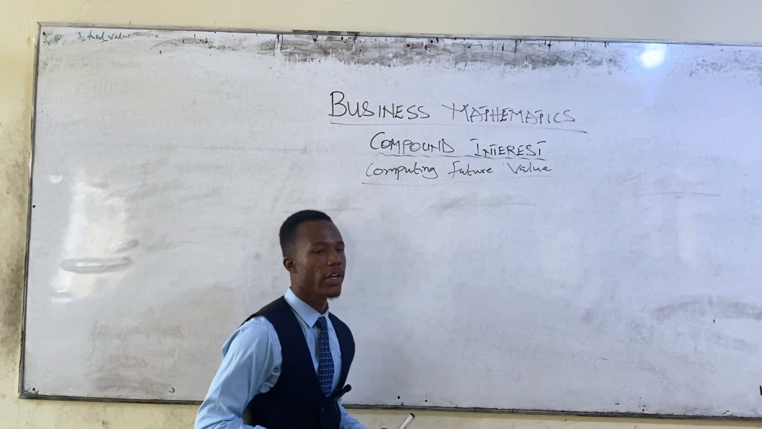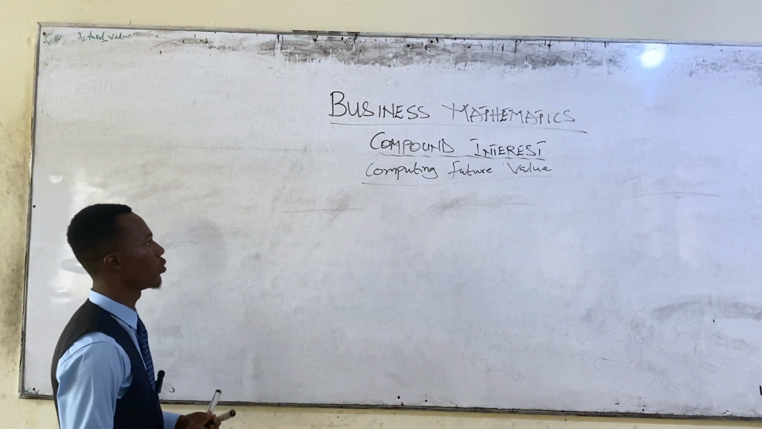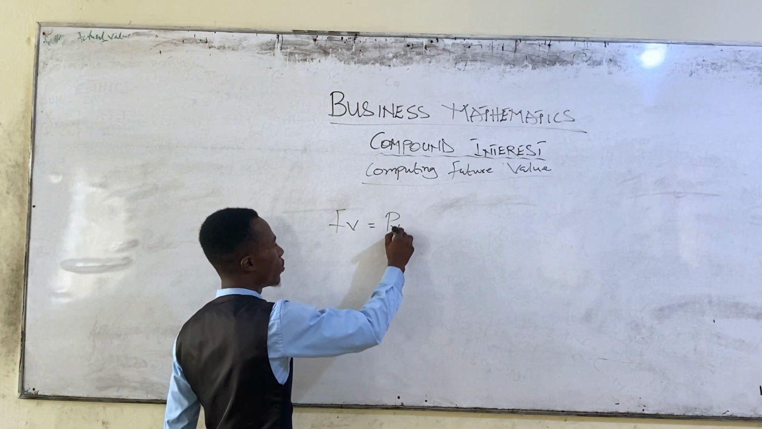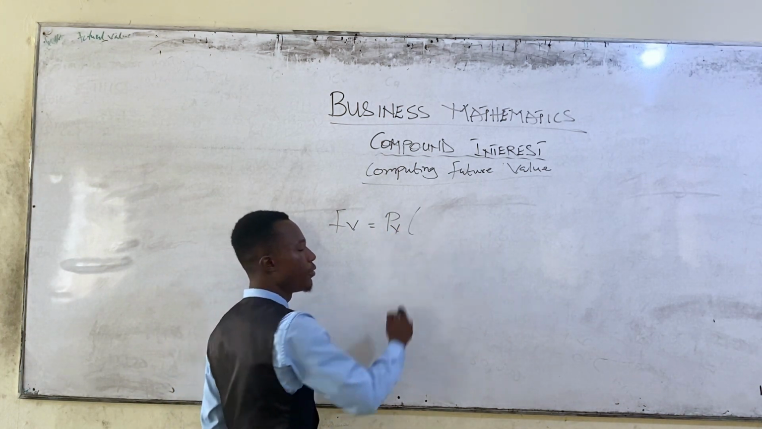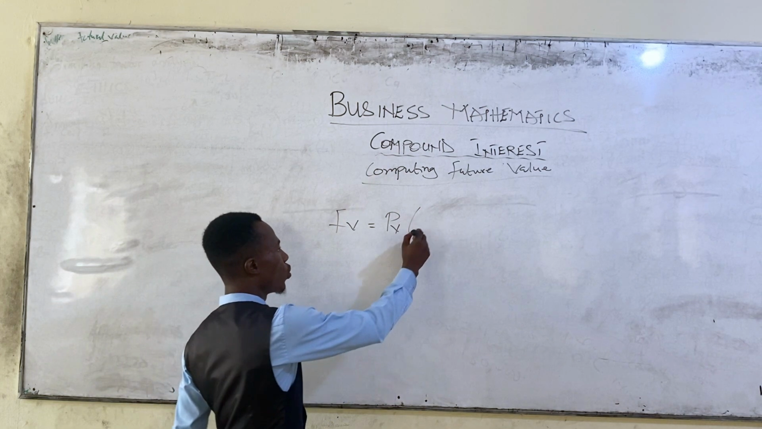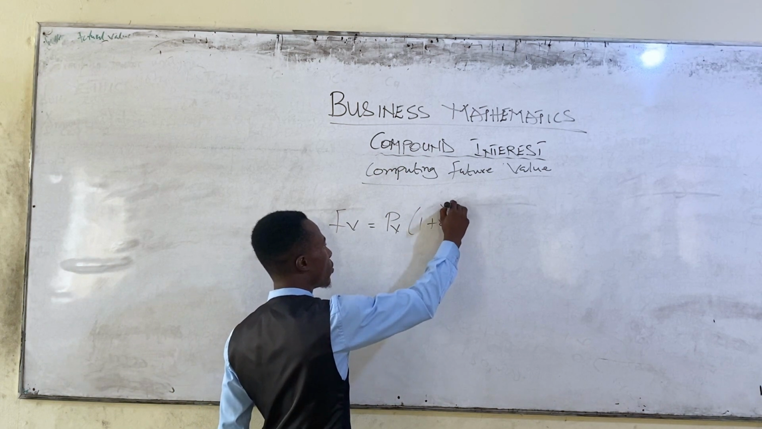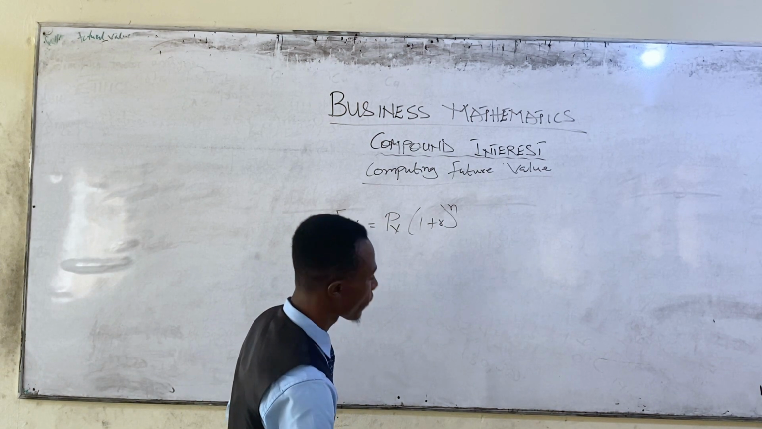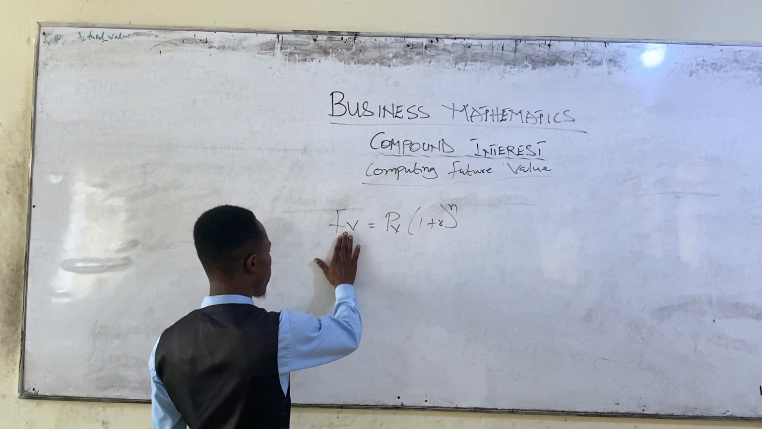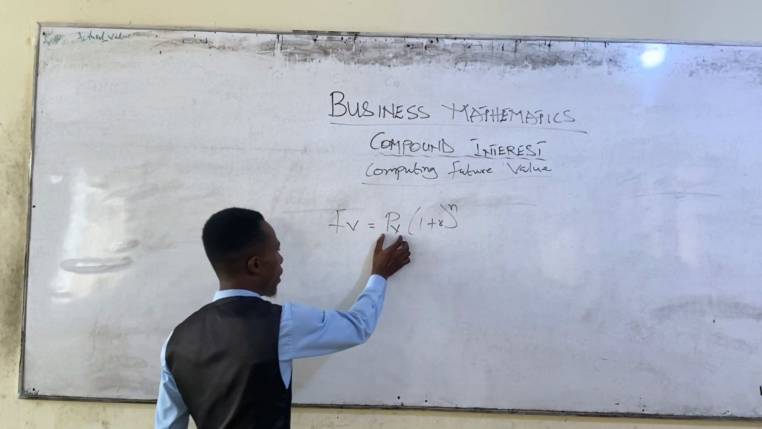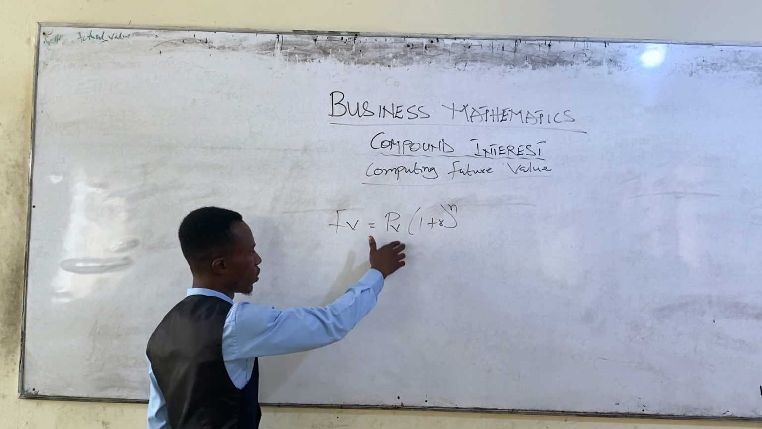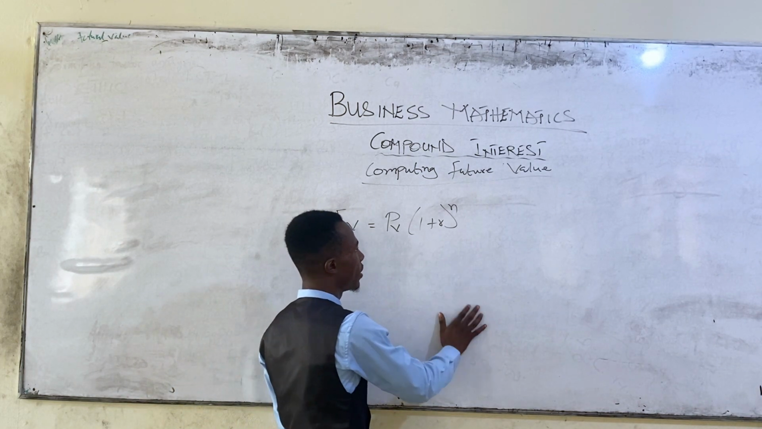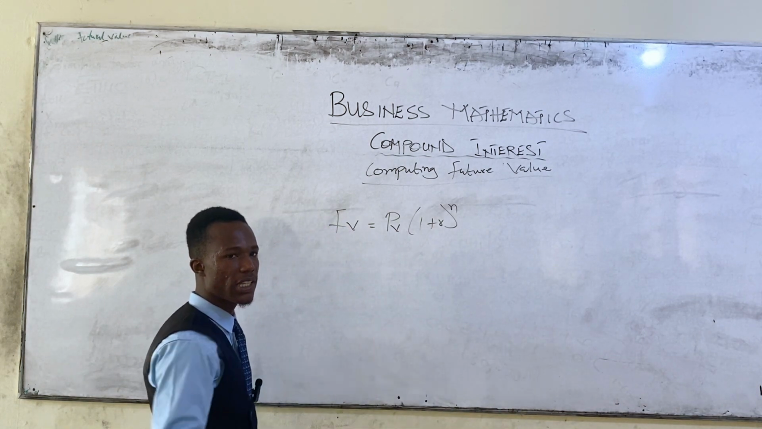Okay, so when you are computing future value, there is the formula. Future value equals your present value, or the principal, multiplied by the future value factor. That is (1 + r)^n. So that is the future value factor. The FV means future value, the PV represents present value, the R represents the rate, and the N represents the number of years given in the question.